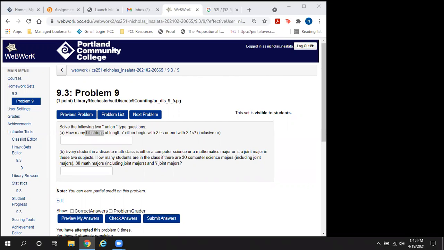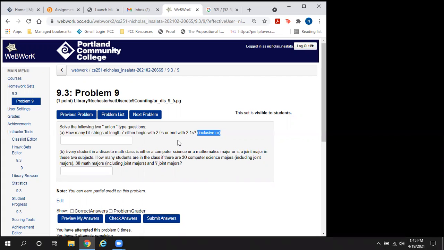Two to the fifth. Good. So 2 to the fifth of them begin with 2 zeros. How many end with 2 ones? Also 2 to the fifth. Good. But there's some overlap, because some bit strings start with 2 zeros and end with 2 ones, and we wouldn't want to double count those. Inclusive or means it could be either one or both. So we are supposed to include the strings that begin with 2 zeros and end with 2 ones, but we don't want to double count them.